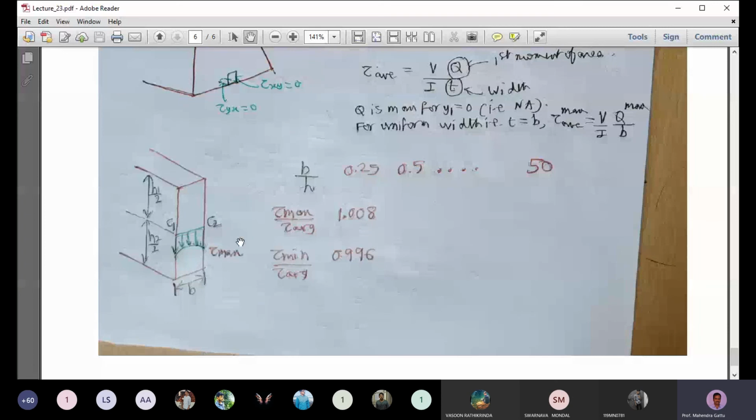The tau max by tau average, that means we have the tau max here and we have the tau average. We take the ratio of that. So tau max by tau average is 1.008. That means the tau max is almost equal to tau average. Similarly, tau minimum by tau average is 0.996, so again it is very close to 1. So as the beam becomes thinner and thinner, the tau max and tau minimum move towards tau average. Okay, so this line will become a straight line as the beam becomes thinner and thinner. So this is one thing we can get from that elasticity theory.